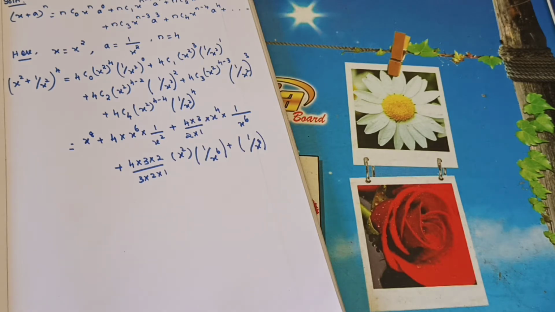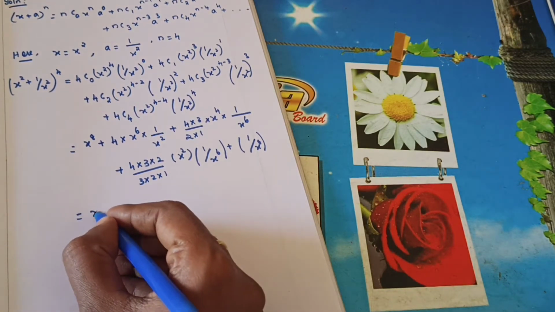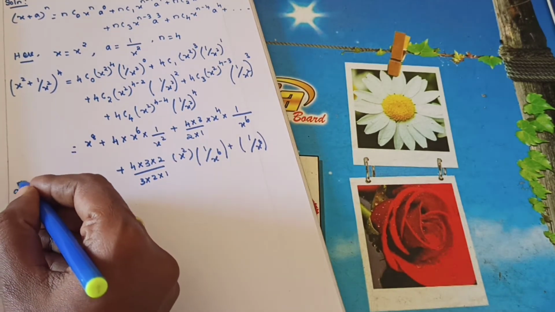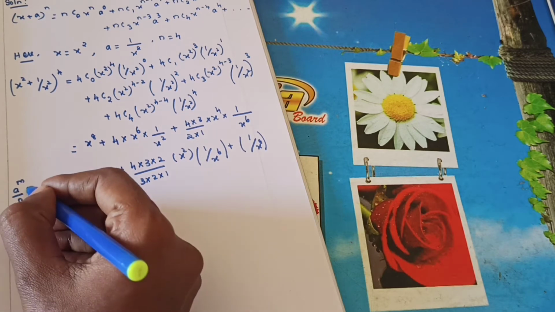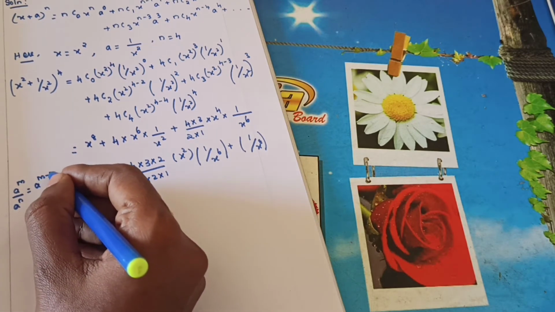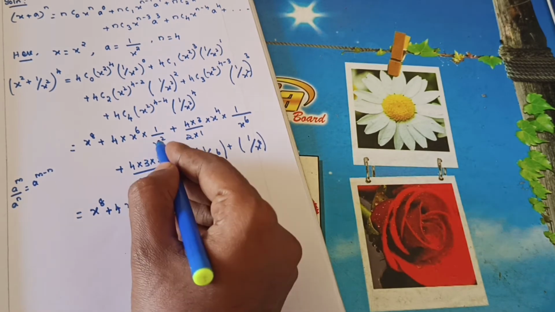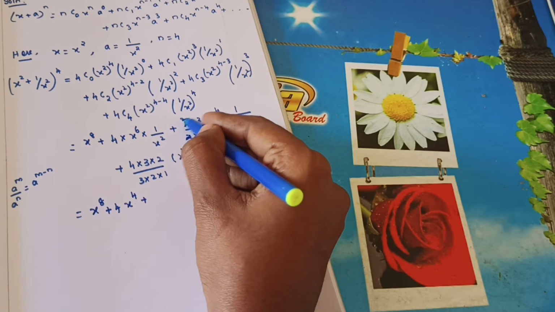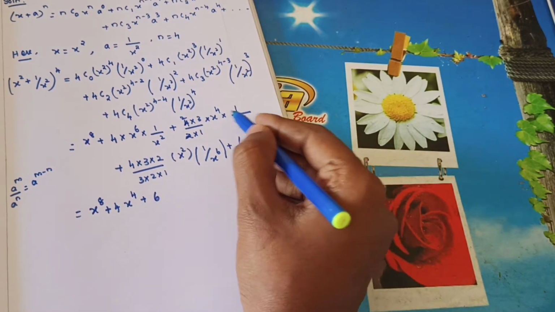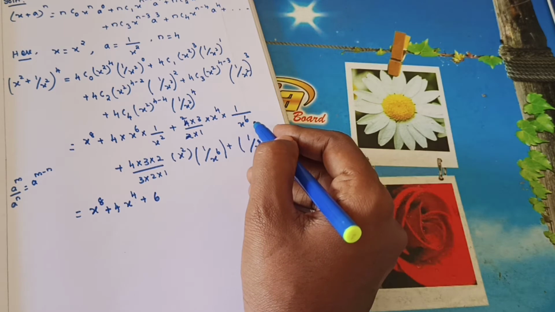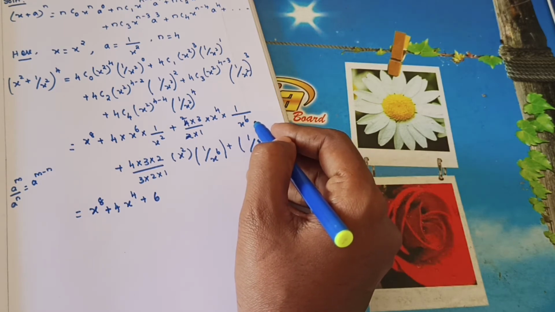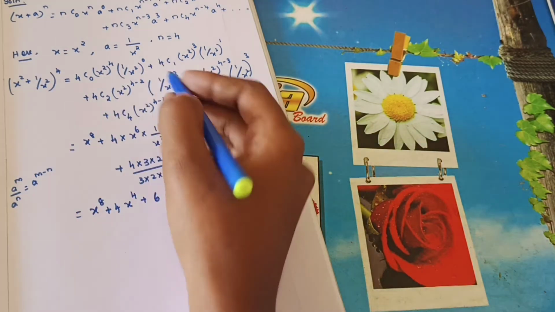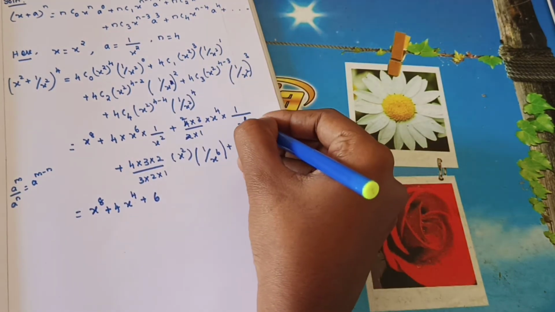Just to simplify, that is equal to x power 8 plus 4 into, keep it in mind, you have learned this formula: a power m by a power n is equal to a power m minus n, is it right? So x power 6 minus 2, the value is 4. Then here you simplify 2. 2 3s are 6. Then here, this one you need to simplify. So how much you will get? x power, sorry students, here it is square. Okay, so 4 x power 4.